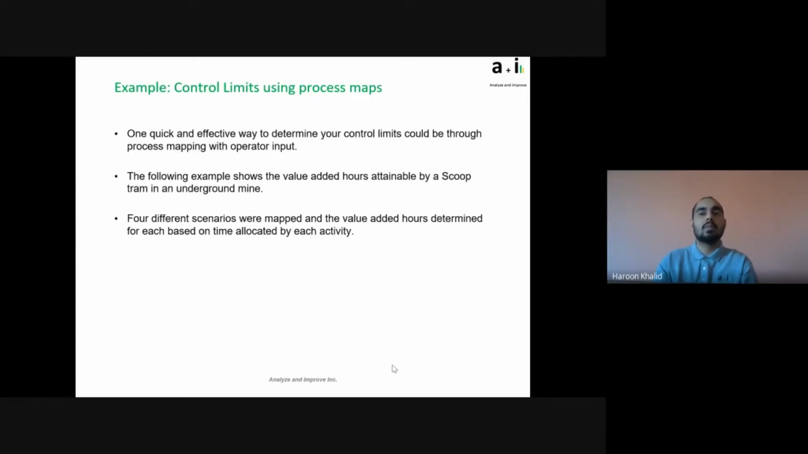And then we went ahead and allocated the time that is spent during the day on each activity to get the number of value-added hours we could get at the end of the shift, after we had spent time on the non-value added as well as much of the value-added work we could possibly do.